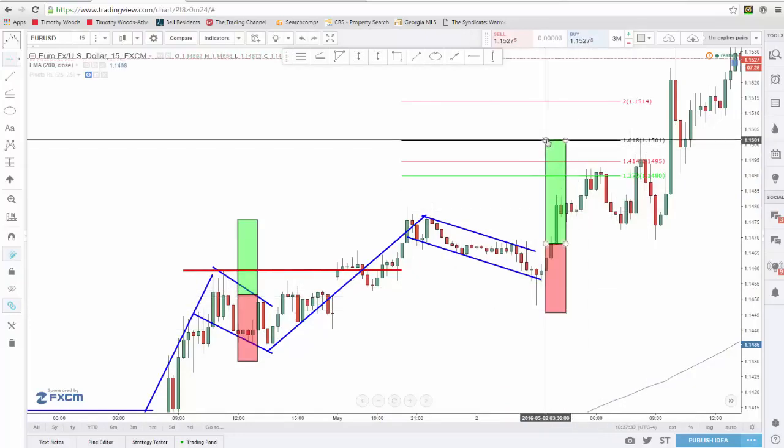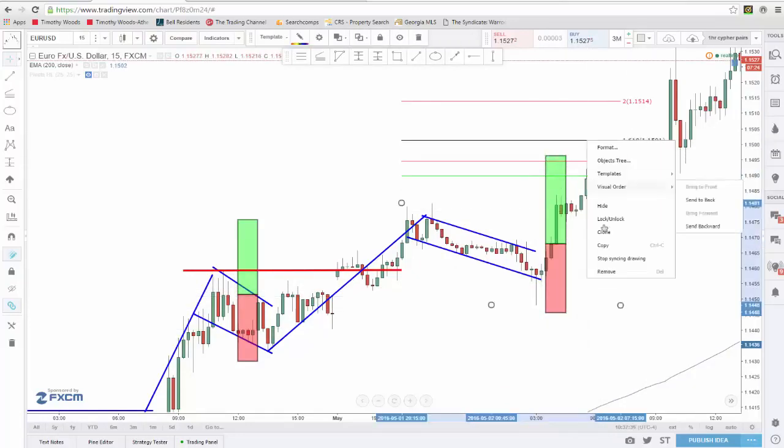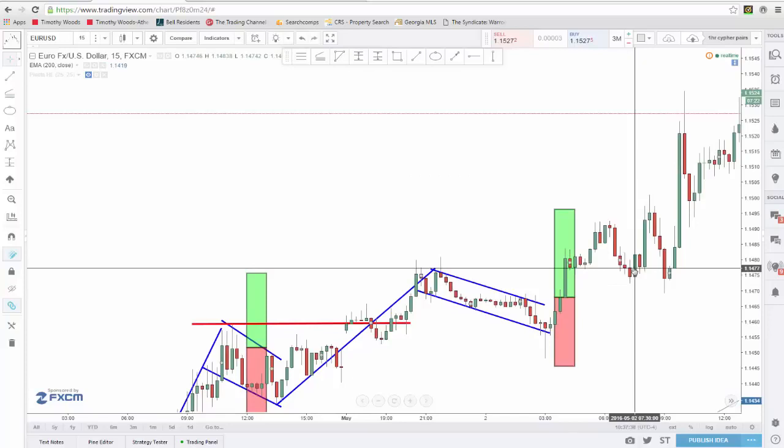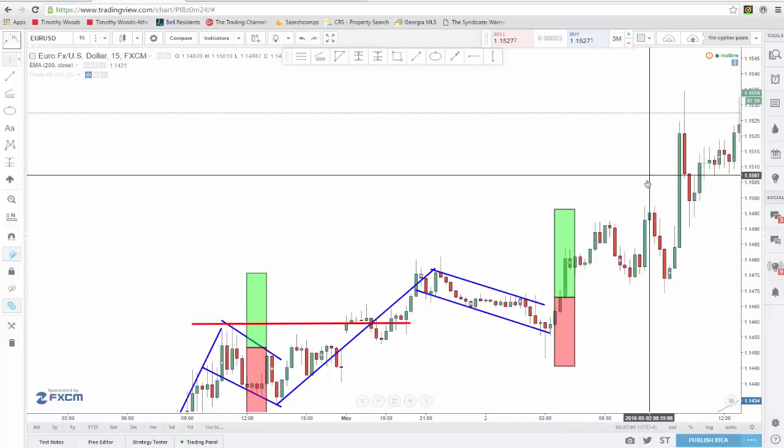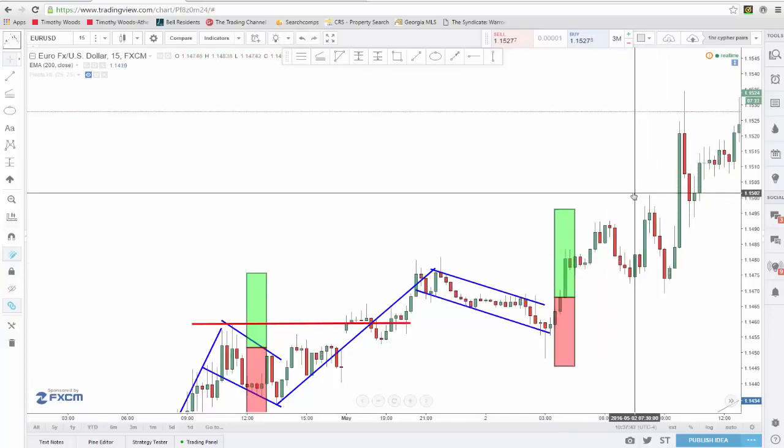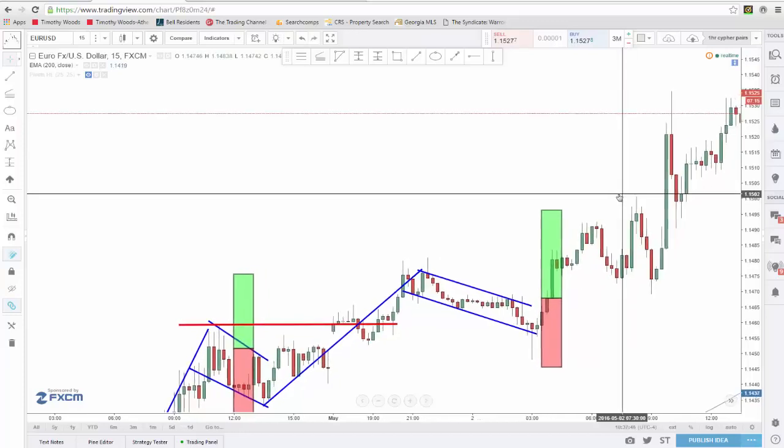But assuming we took a 1-to-1 here, we have hit targets and are still looking for simple patterns. We have created higher highs, so we are in the process of looking for a triangle, a flag, or a pennant.